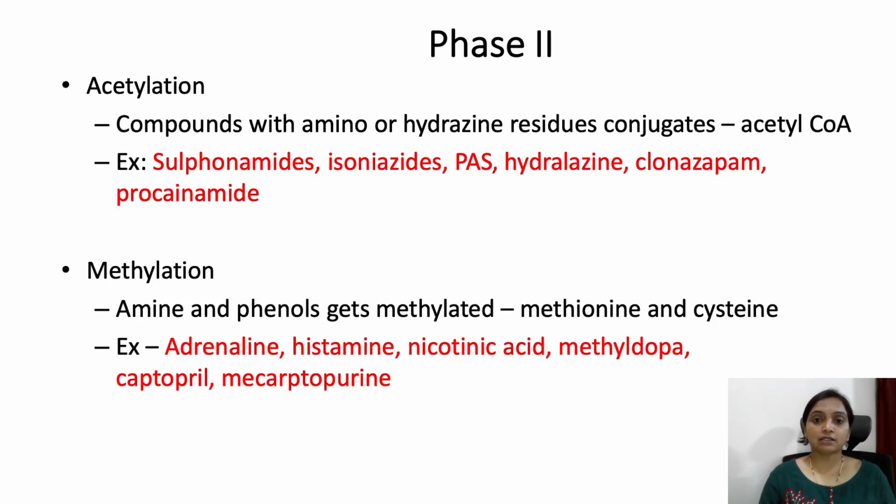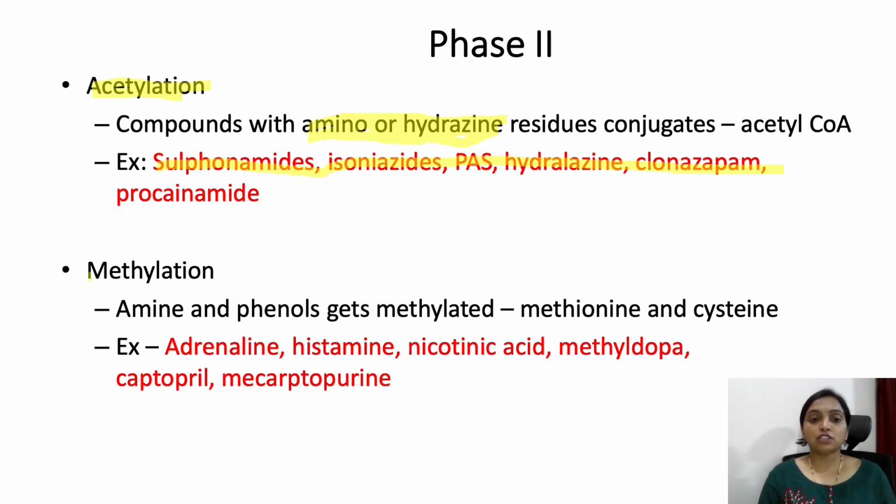Moving on to the next phase 2 reactions, we saw glucuronide conjugation, and then we are moving on to acetylation. Okay, this usually occurs with compounds which contain amino or hydrazine residues. So compounds which contain amine or hydrazine residues get conjugated with acetyl group and undergo acetylation process. Examples include sulfonamides, isoniazid, PAS, hydralazine, clonazepam, all these group of drugs.